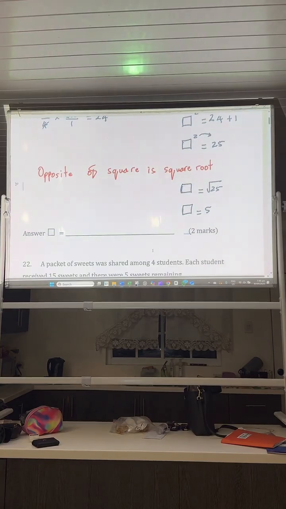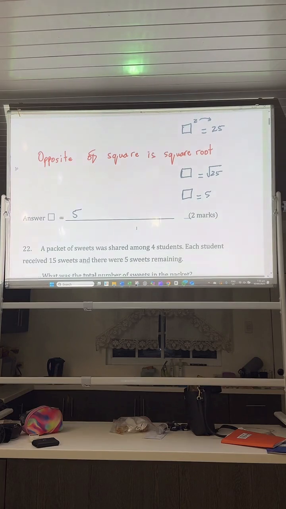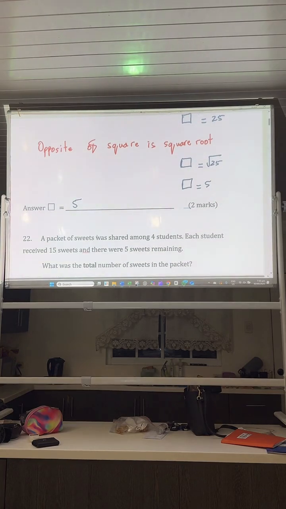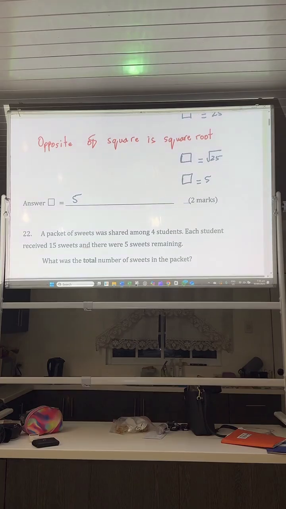Right, that's cool. Now, we can see the next question, right? The answer here would be 5. Don't forget to put the answer in place, right? So let's try the next one. Right, so read this by me now.